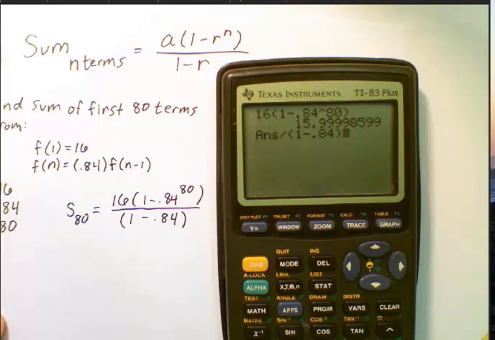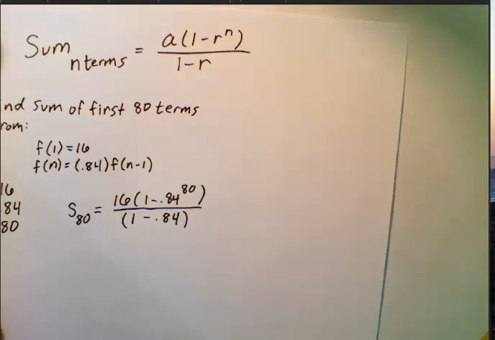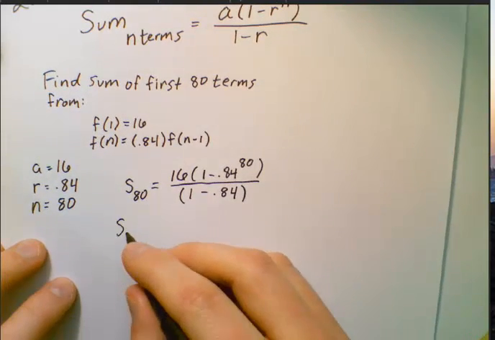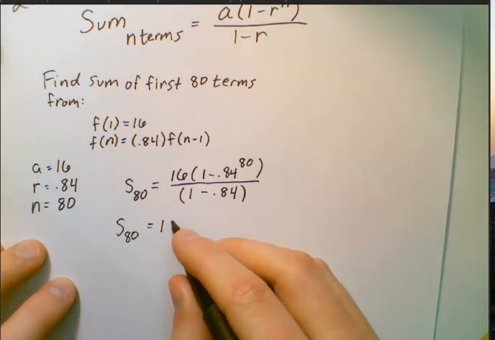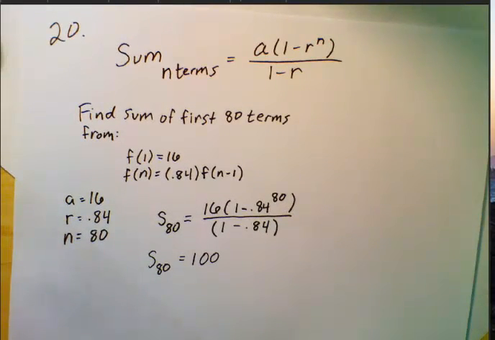Then I'm going to press enter and I get 99.9999. So it's roughly 100. So I'll round to 100, and from this we can write that S sub 80 is equal to 100. And there we have the answer for number 20 on the review.